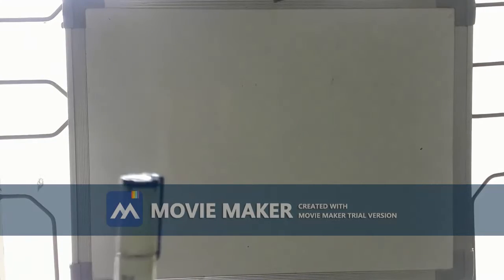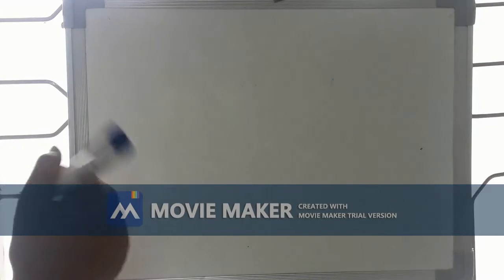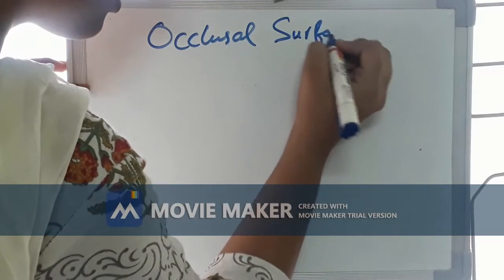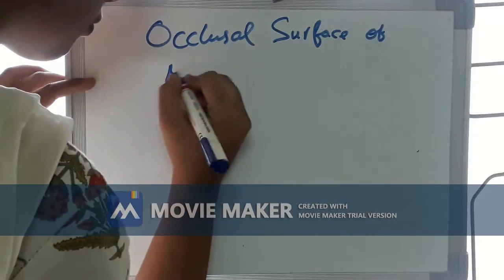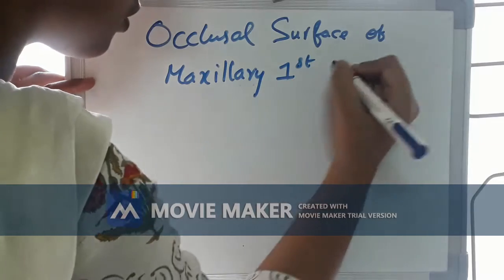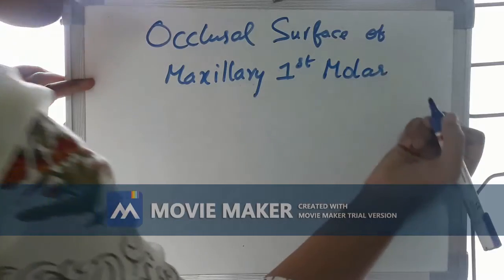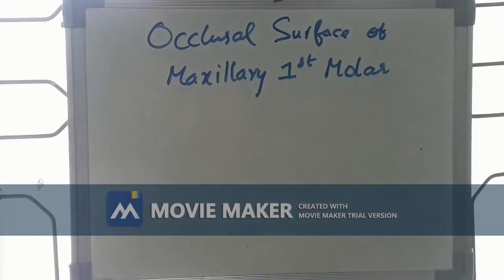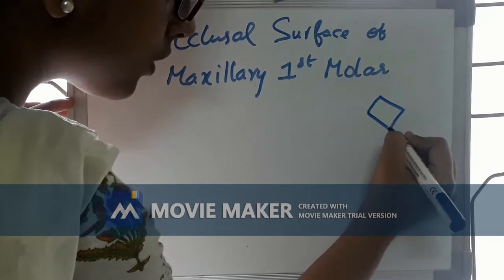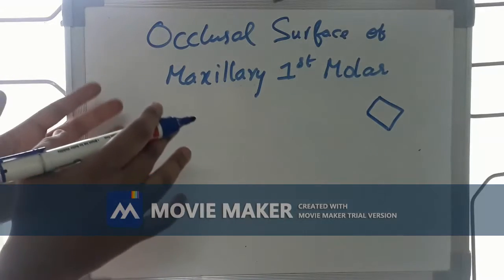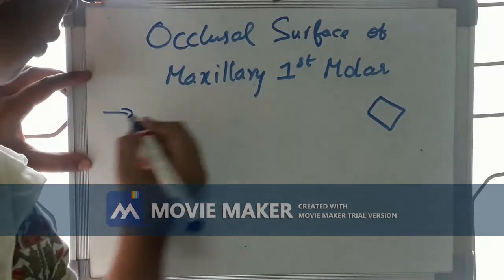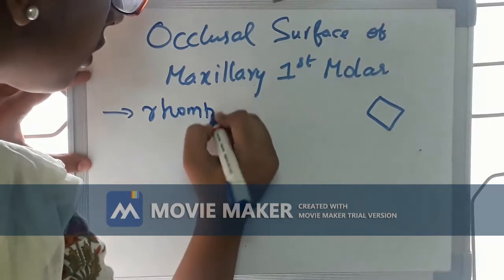Hello everyone. Today I am going to discuss the occlusal surface of the maxillary first molar. The occlusal surface is rhomboidal in outline. So this is the rhombus, and the shape of the occlusal surface is nearly rhomboidal in outline. So the first point is the rhomboidal outline.